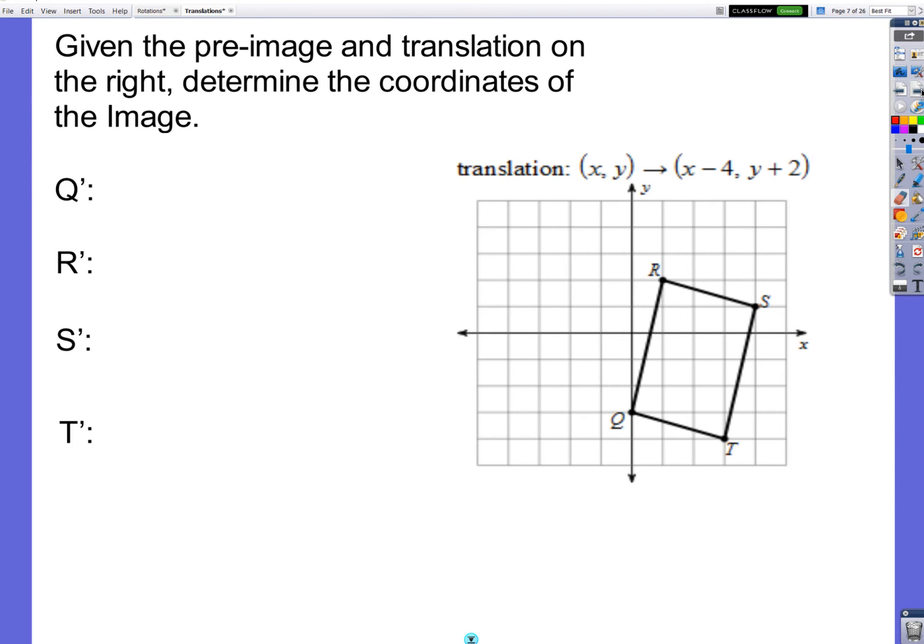Okay, let's do the next one. Given this pre-image and translation, determine the coordinates of the image. This is in coordinate notation, also known as arrow notation.